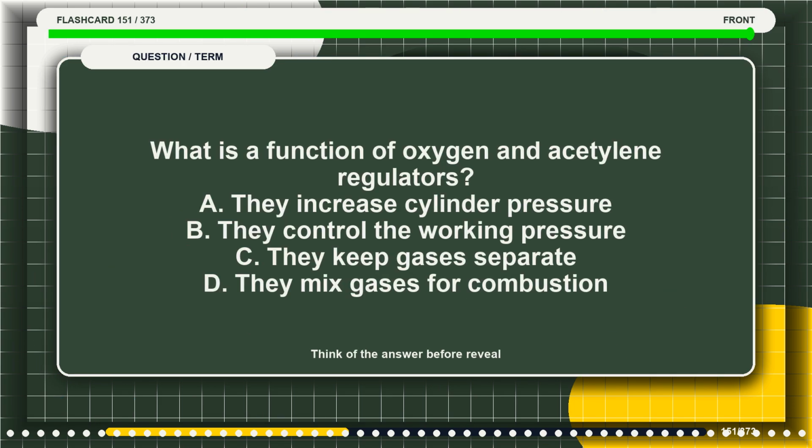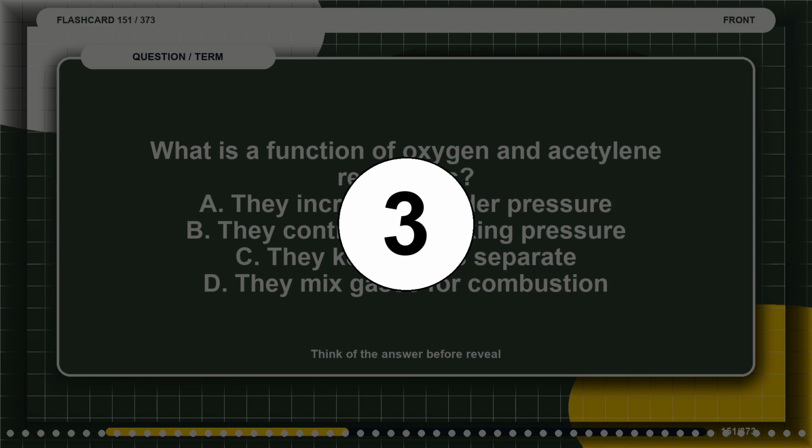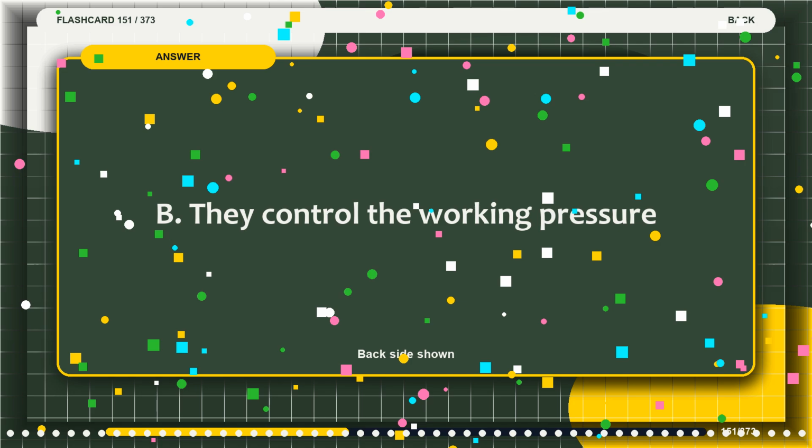Flashcard 151. What is a function of oxygen and acetylene regulators? A. They increase cylinder pressure. B. They control the working pressure. C. They keep gases separate. D. They mix gases for combustion. Think of the answer before the reveal. The answer is B. They control the working pressure.